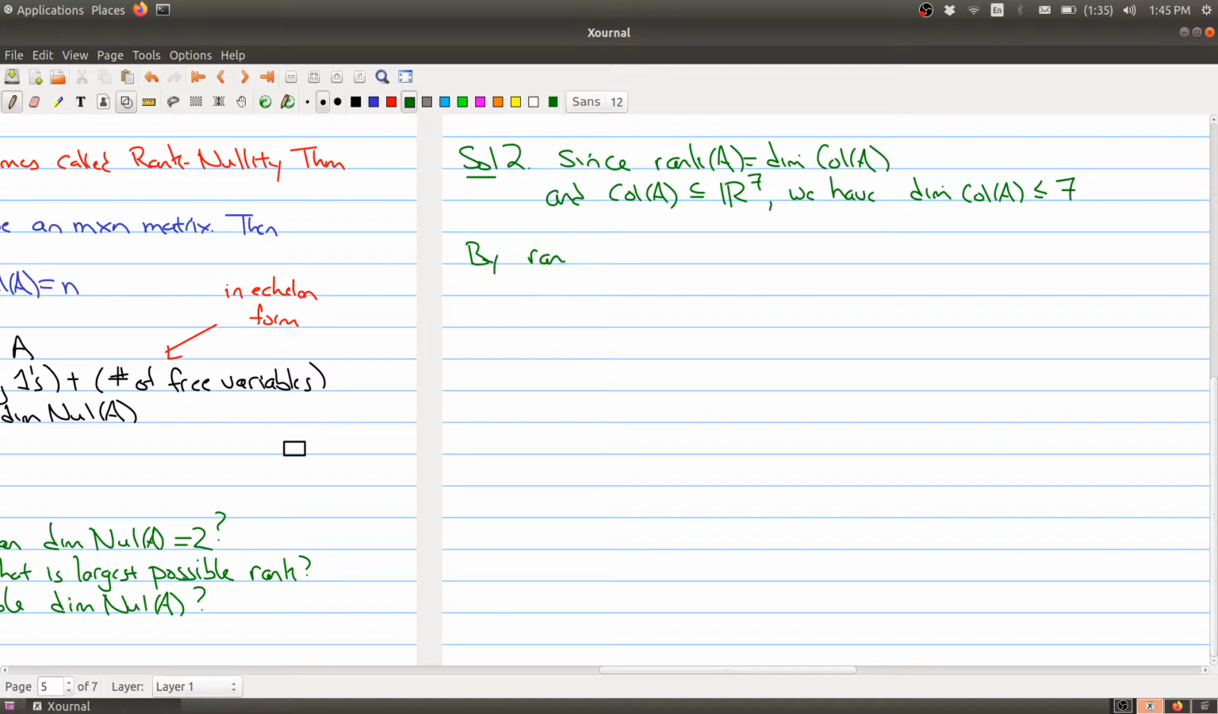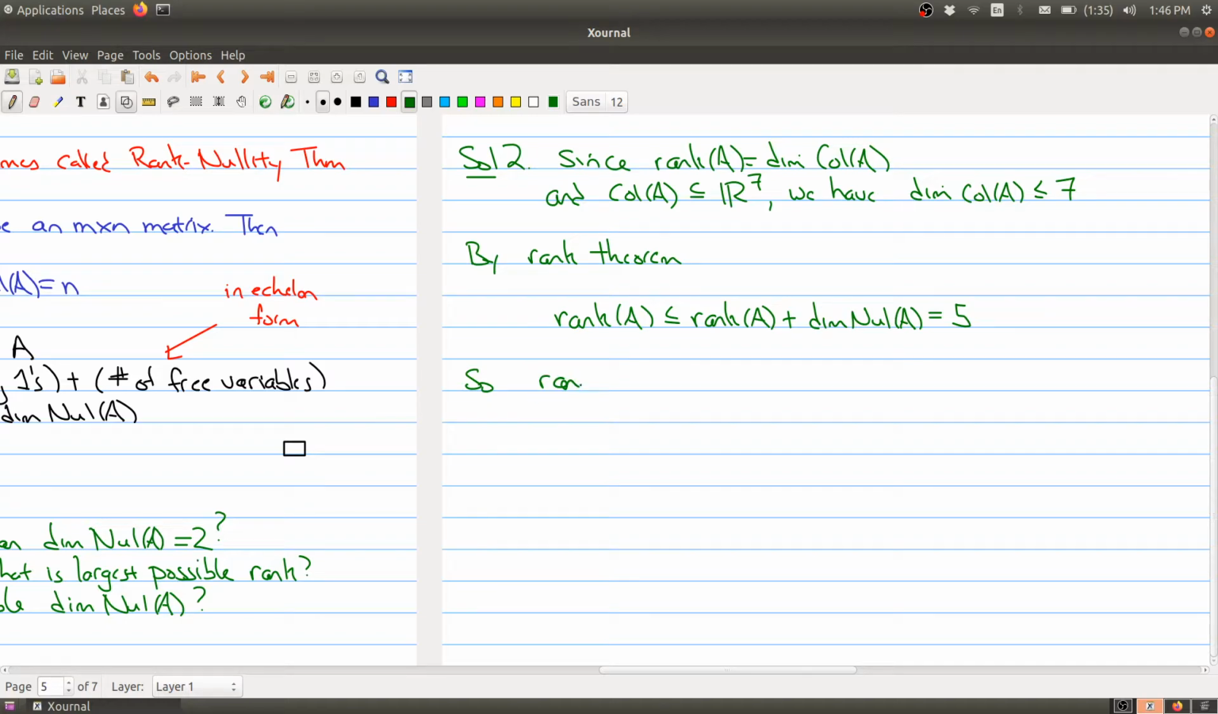By the rank theorem, we also know that the rank of A plus the dimension of the null space of A is equal to 5. This is the number of columns, so the rank is also at most this number. The rank is less than or equal to 7, and the rank is less than or equal to 5, so the rank has to satisfy both of those.